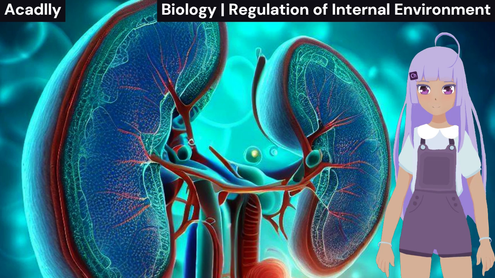The tubules open at the tips of triangular-shaped masses of tissues called pyramids, which in turn open into a funnel-shaped cavity called the pelvis. The kidney has many tiny capillaries, which are branches of the renal artery and renal vein. The pelvis continues as the ureter, a long narrow tube connecting the kidney to the urinary bladder.